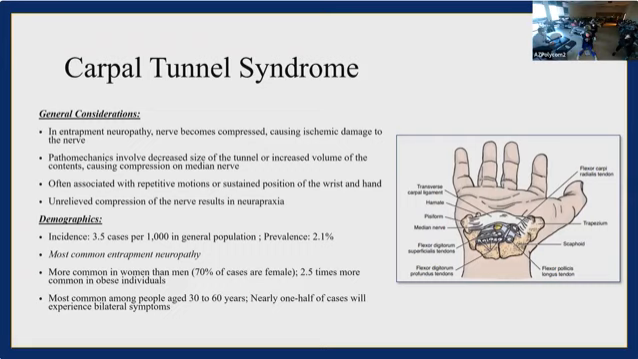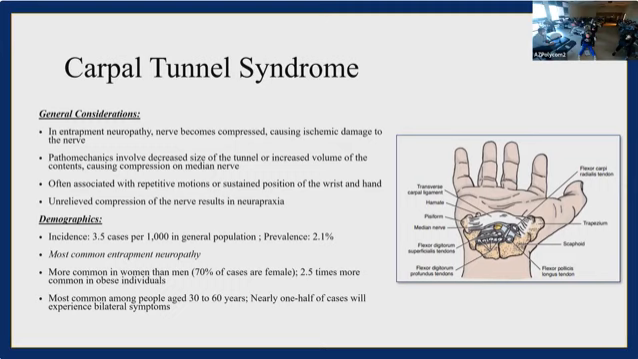So it's actually a pretty high incidence. 3.5 cases per 1,000 people is actually pretty high. 2.1% prevalence. It's the most common entrapment neuropathy. Out of anything else we've talked about, any kind of compressive neuropathy is the most common. It's more common in women than men. 70% of cases are female.